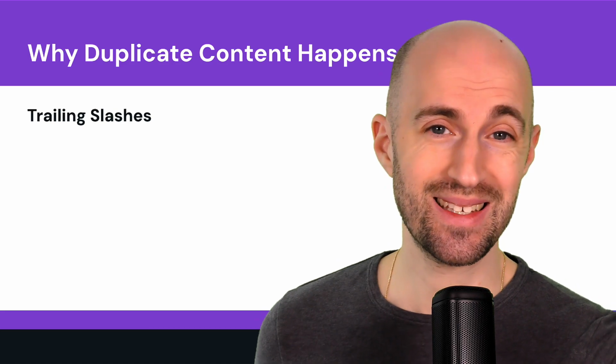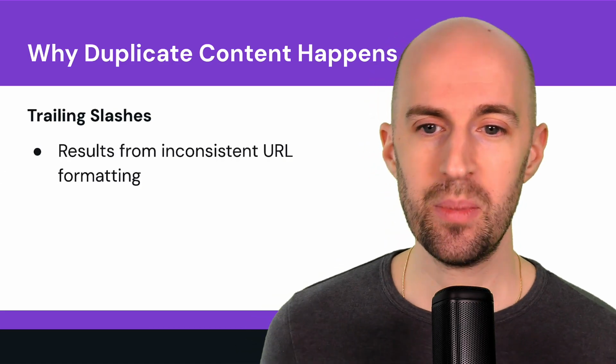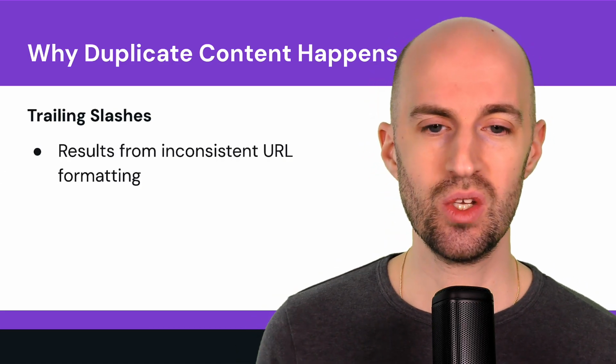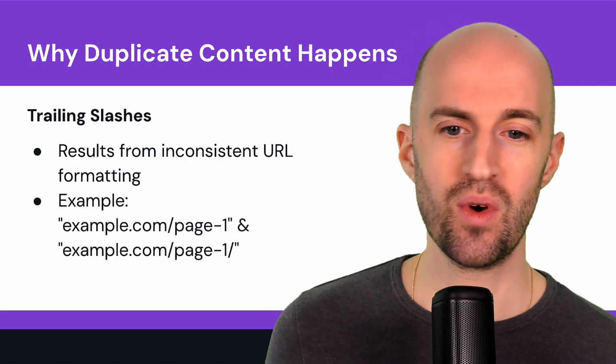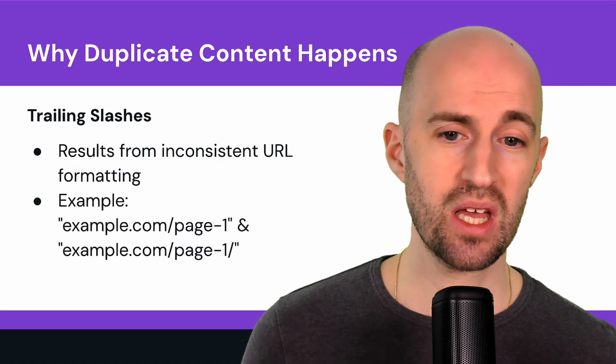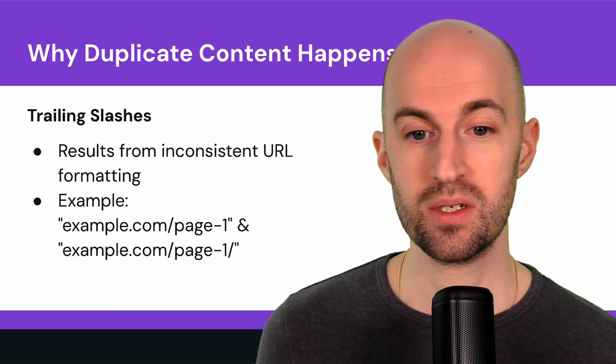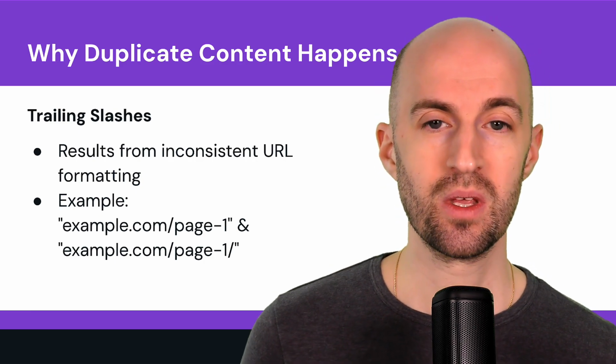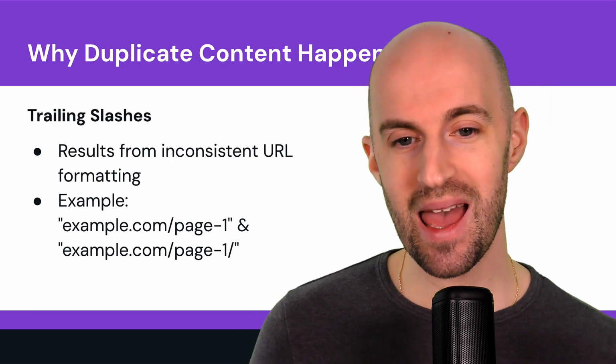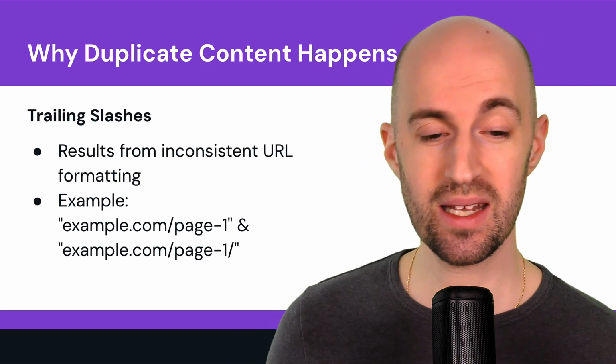Next, we have trailing slashes. This happens from inconsistent URL formatting. For example, example.com slash page 1 or slash page 1 slash. So there's a slash at the end, and that's what's known as a trailing slash.